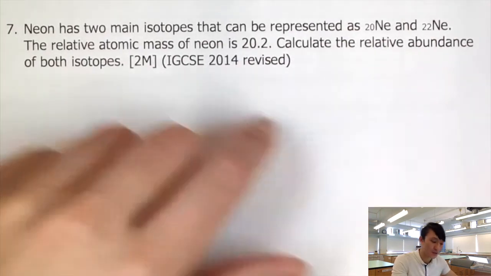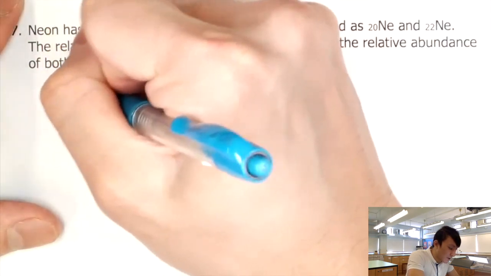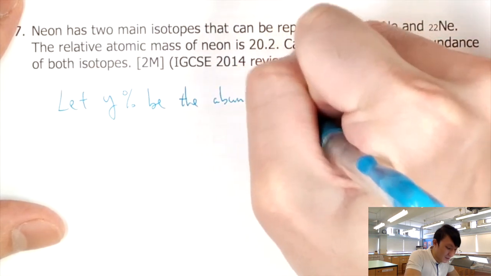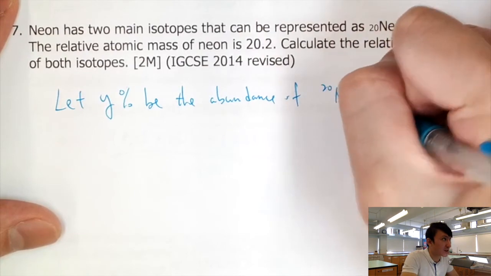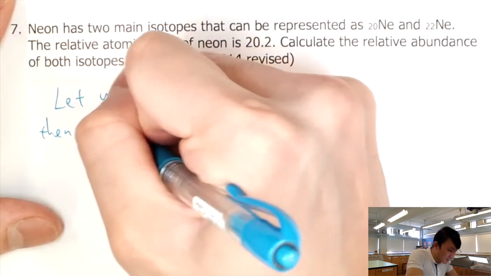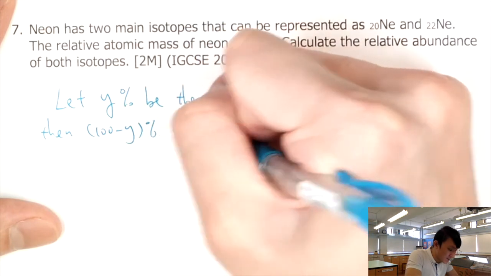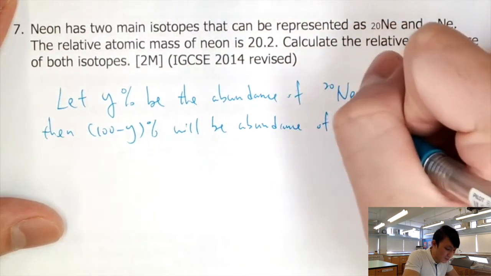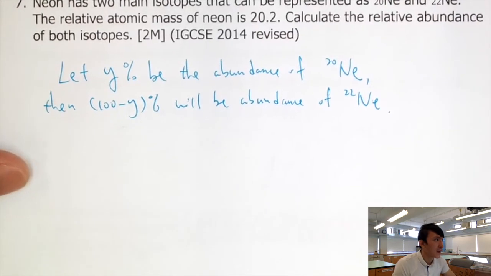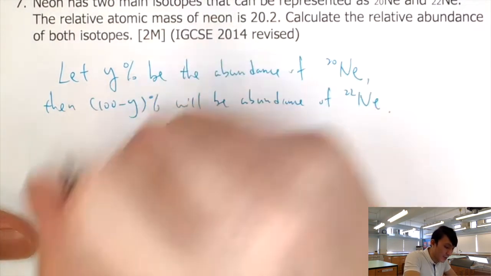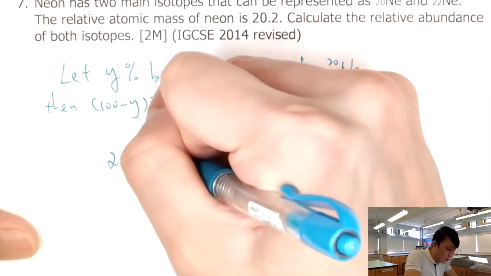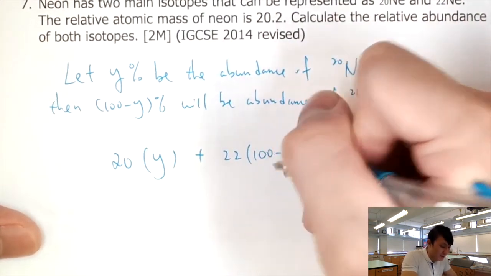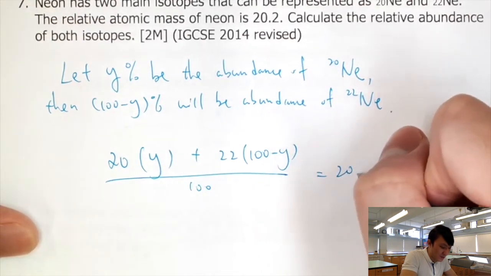So here, first of all, we need to let Y percent be the abundance of one of them. Let's just do neon 20. Then 100 minus Y percent will be the abundance of neon 22. Okay? Then we can just plug it into the equation. We have 20 multiplied by Y plus 22 multiplied by 100 minus Y, divided by 100 equals 20.2.